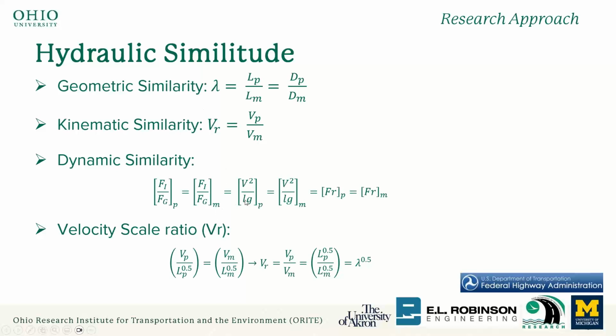And also because this is an open channel scenario, we take the Froude number of the prototype equal to the Froude number of the model. Then the velocity scale would be lambda raised to the 1/2. That's how we compare the scale to prototype velocities.